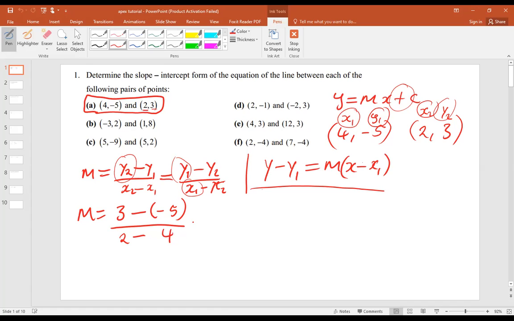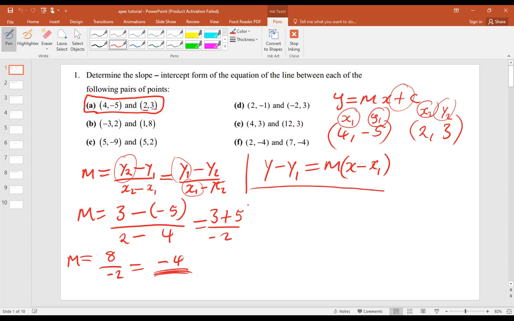So the gradient will therefore be equal to 3, and then negative times negative gives a positive 5, everything divided by 2 minus 4, which is negative 2. So 3 plus 5 gives me 8, then everything divided by negative 2. So 8 divided by negative 2, the answer is simply negative 4. Yeah, so this is how you find the gradient.